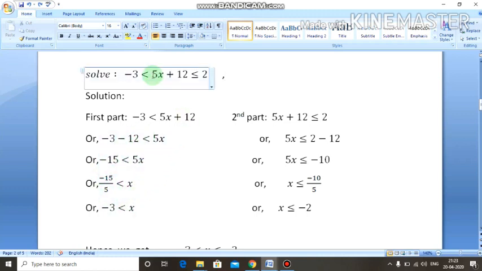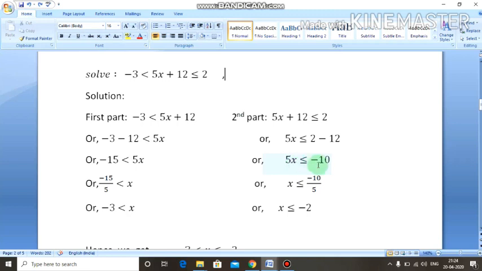Now consider the second part. The second part means 5x plus 12 less or equals to 2. That means our question was this, we have divided it into two parts, and the first part we have solved, and similarly the second part we are going to solve. So 5x plus 12 less or equals to 2 is there, so we have to solve for x, so make x lonely. That is why we keep 5x on the left hand side and move 12 to the other side. After simplifying, 5x less or equals to minus 10, and again we have to divide both sides by 5 to make x lonely.